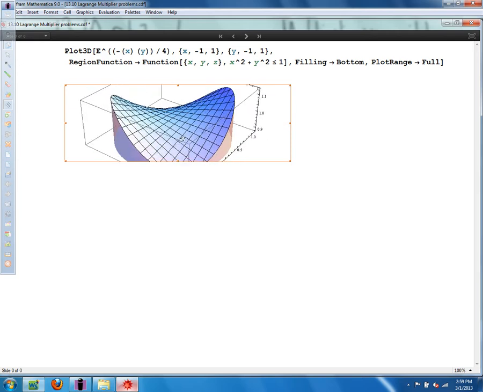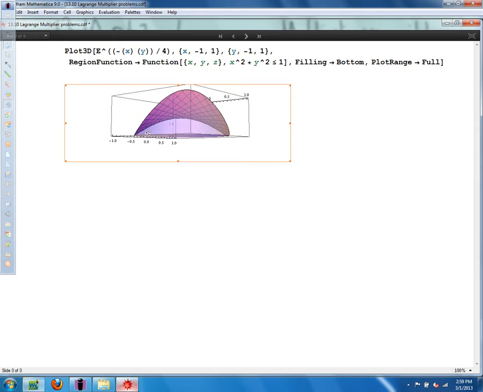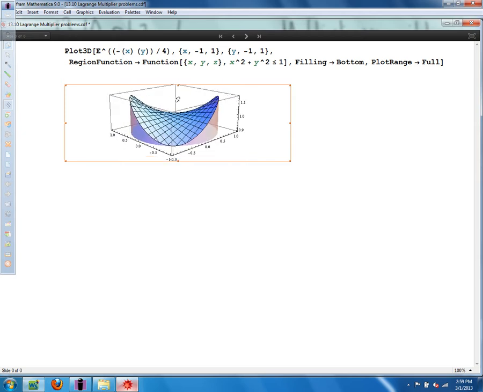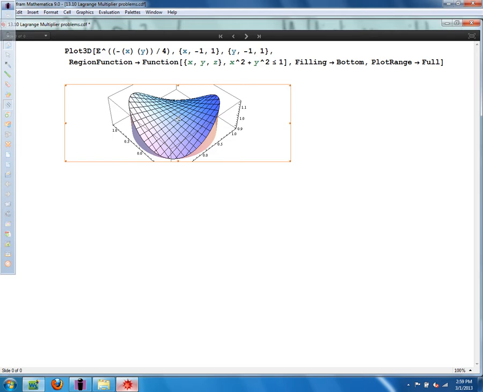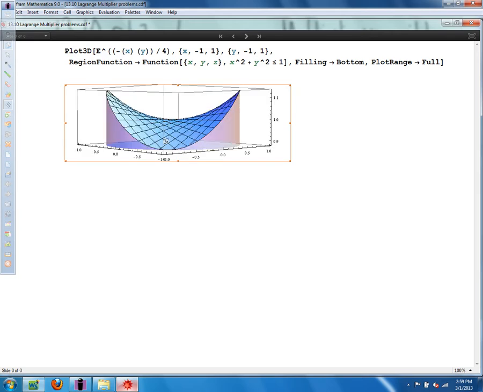So we have our minimums here and on the other side, and our maximums up here on our constraint, just like we found in the problem, and then in the interior we found a saddle point. So this looks kind of like a Pringles chip.